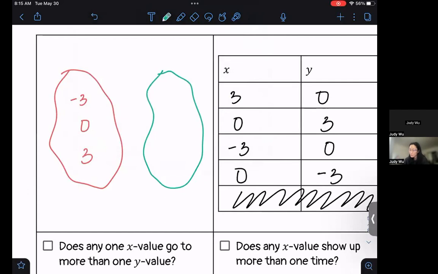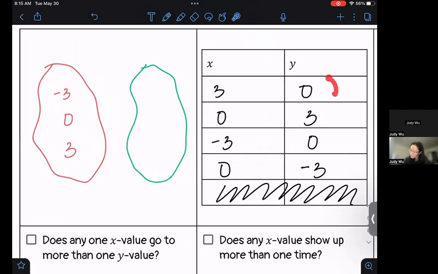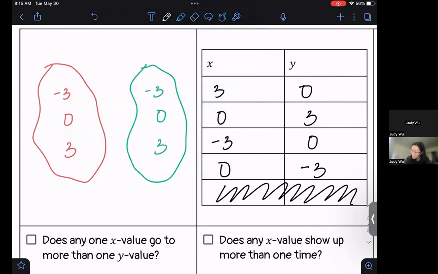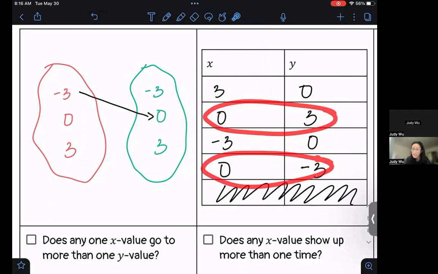Now in our range, what do we have? 0, 3, 0, -3. So same thing again, I don't need to double write the 0. I already have one, but I should write it in order from smallest to largest. So just like I had for the domain, I'm going to have -3, 0, and 3. Okay. Now let's see what goes where. Let's see. -3 goes to 0. So -3 goes to 0. Right? 0 goes to 3 and -3.